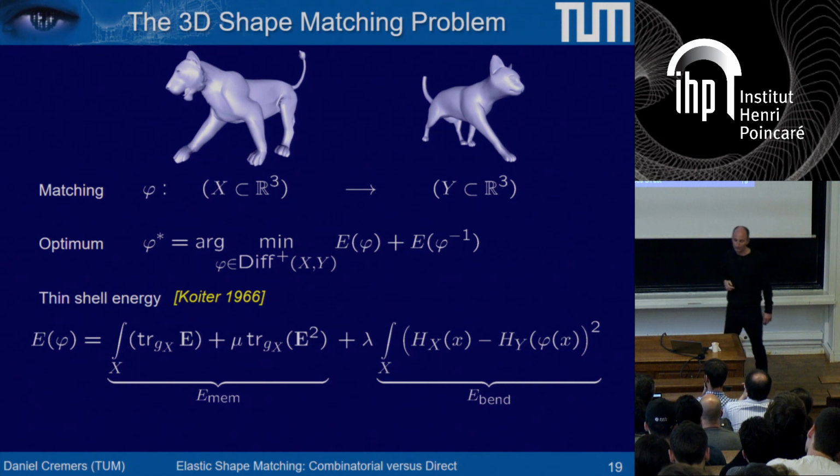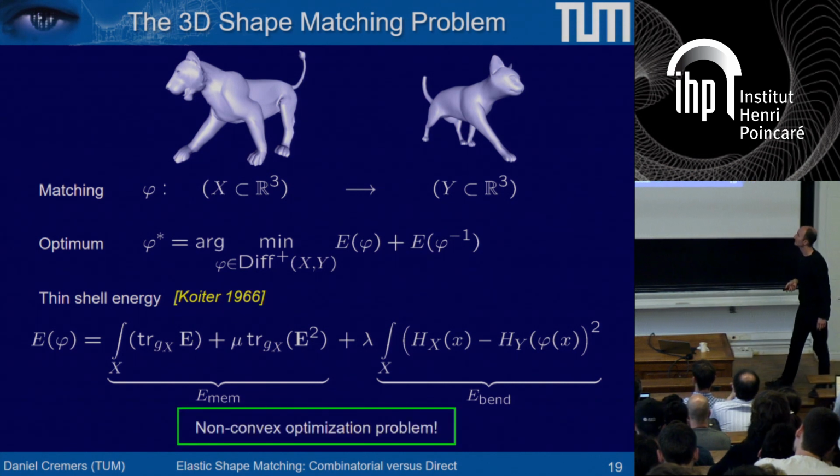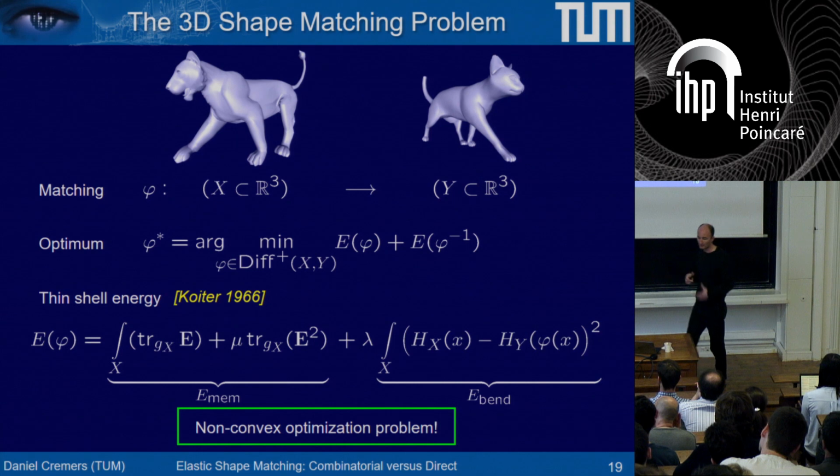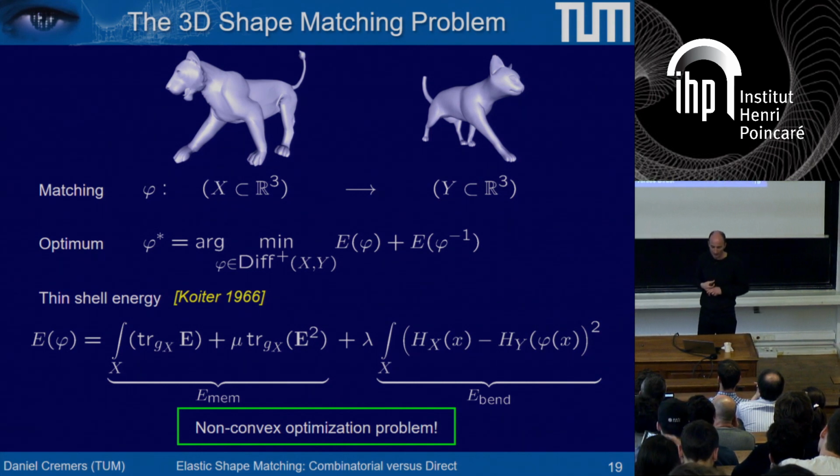Again, I don't want to go too much into the cost here, but what is important to note is that this is not convex. So if you consider that as a function of the diffeomorphism phi, it's highly non-convex. And so the question is, can we nevertheless compute optimal solutions to such problems?